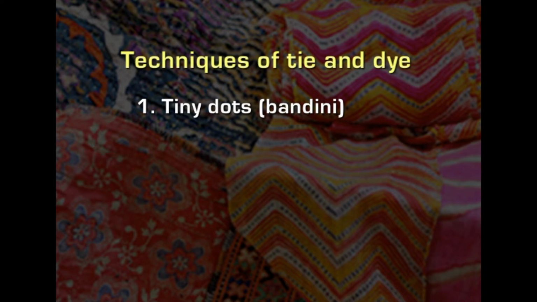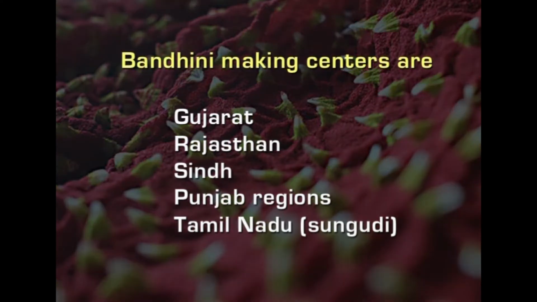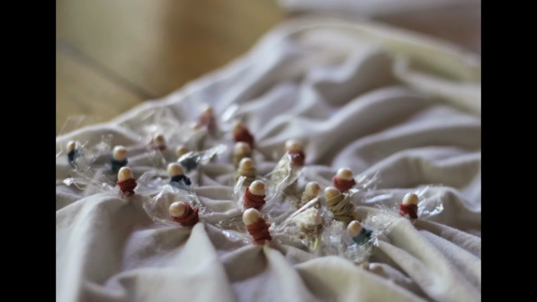So, here are the techniques of tie and dye. The first technique is tiny dots. This is also called bandhani. Most of the bandhani making centers are situated in Gujarat, Rajasthan, Sindh, Punjab regions and in Tamil Nadu. In Tamil Nadu, it is known as Sungudi. For making tiny knots or tiny dots, the design is marked first in the form of small dots or circles in the desired place on the fabric.